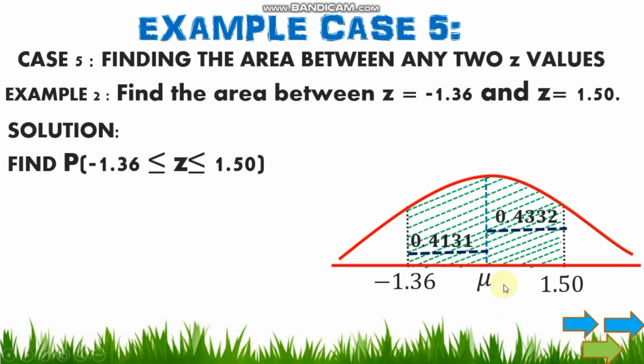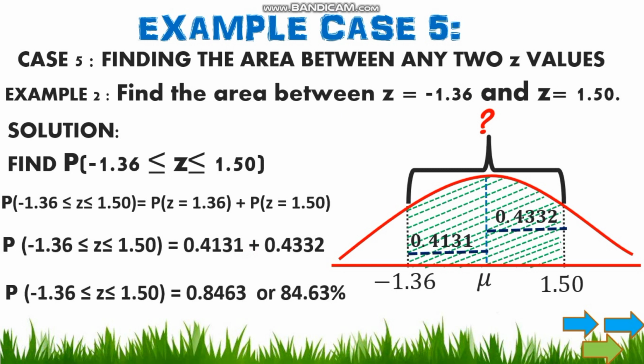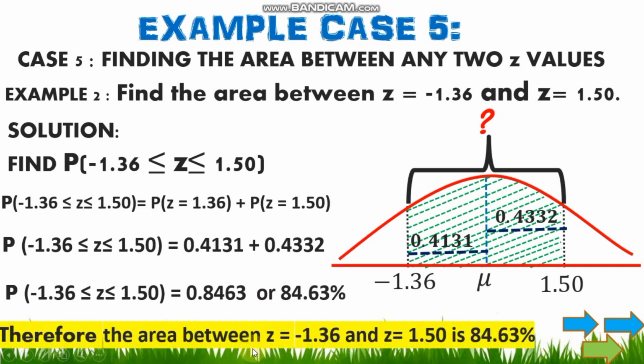So, since this covers the mean, as I said earlier, when the shaded area covers the mean, all you have to do is add the two areas. So, you will get 0.8463 or 84.63%. So, therefore, the area between z equal to negative 1.36 and z equal to 1.5 is 84.63%. Thank you so much for listening.